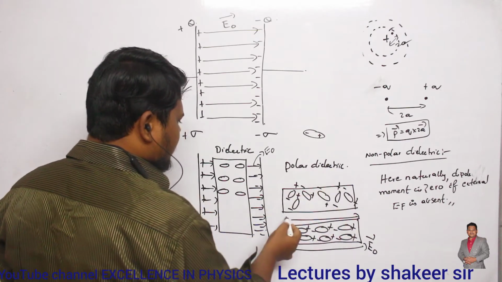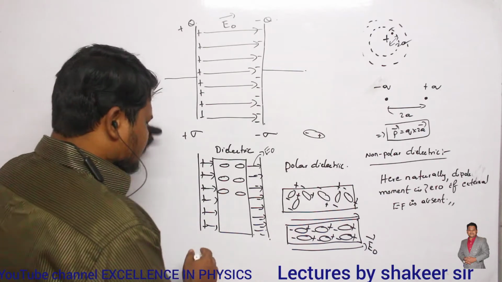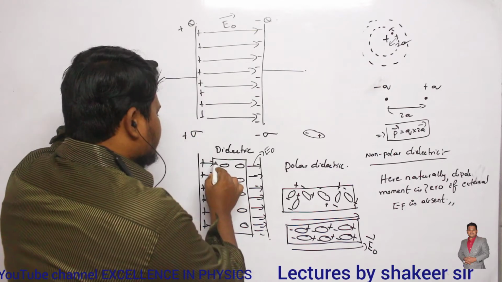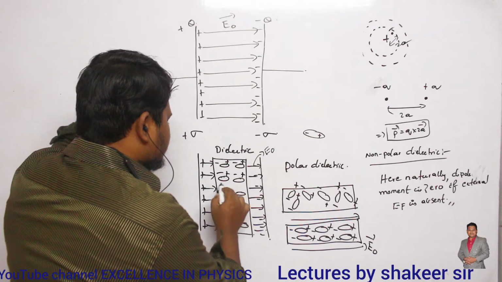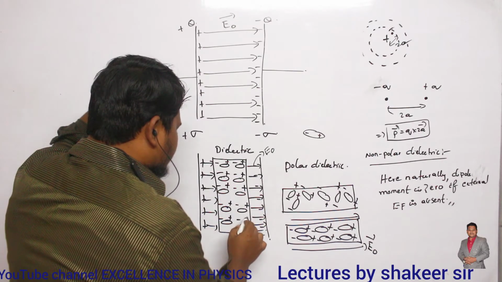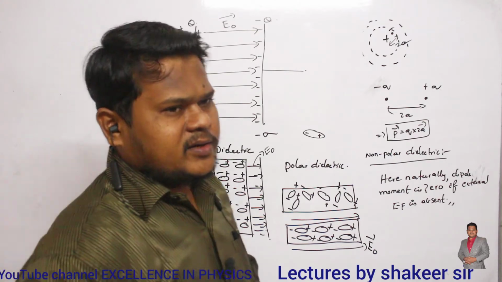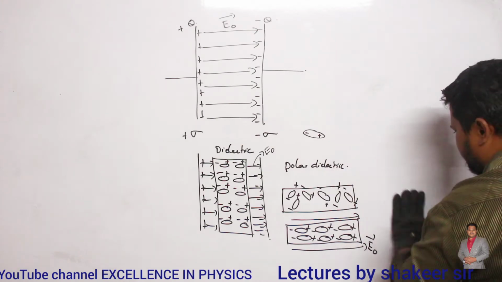Previously, when there was no electric field, they were present in random order. They were not in a particular order, but now they are. So this becomes minus, plus, minus, plus, minus, plus. This will be the arrangement of dielectric molecules when placed in an external electric field.